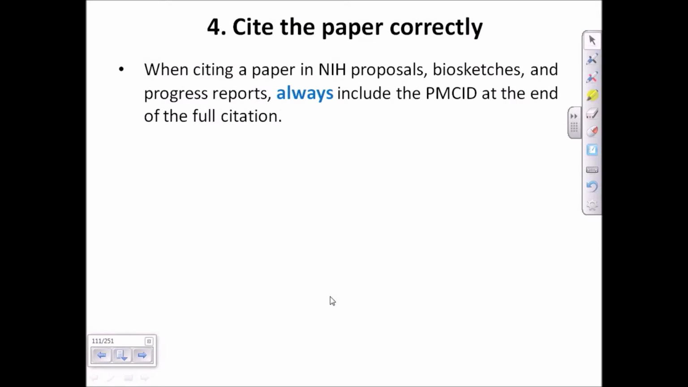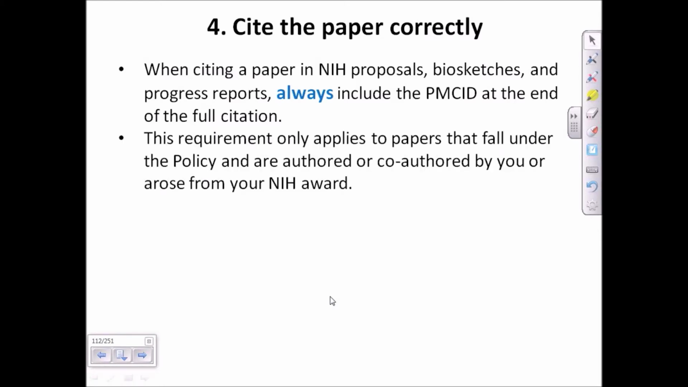So when citing a paper in your proposals, in your biosketches, and in your progress reports, you always have to include the PMCID number at the end of the full citation. This requirement only, again, applies to the papers that fall under the applicability. So peer-reviewed, not letters to the editor, and published on or after April 7, 2008. And third, published or supported by a grant.